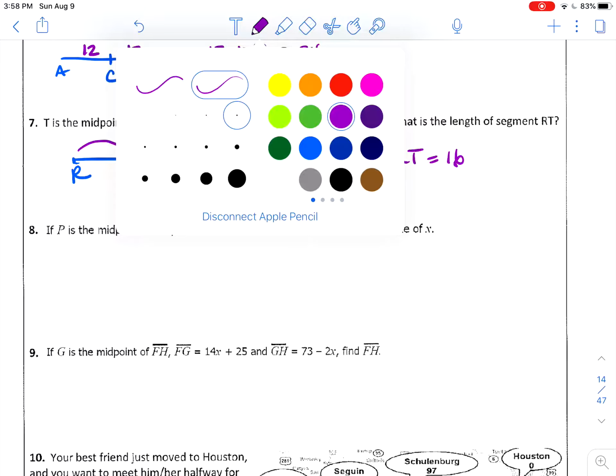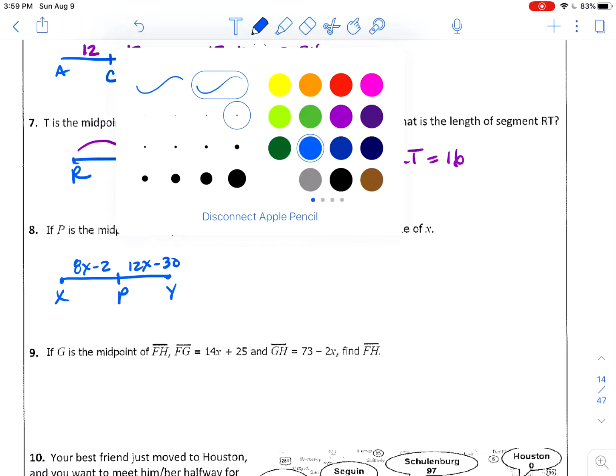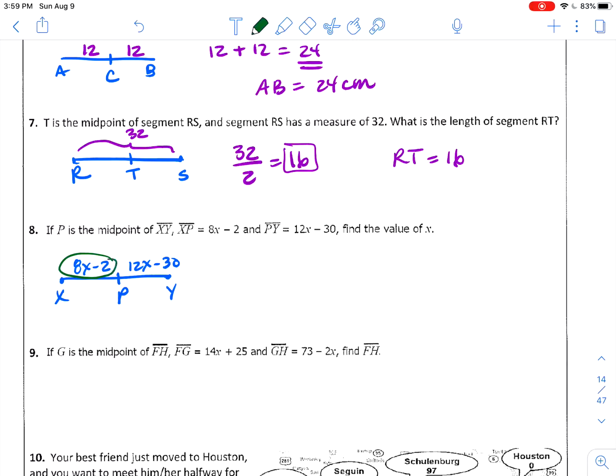Number 8, if P is the midpoint of XY, and this time we're given an expression for XP, and that is 8x minus 2. PY is 12x minus 30. All right, so what we know is that these segments are equal. Let's set them equal, and then we can find the value of x. So we've got a little bit of algebra this time.